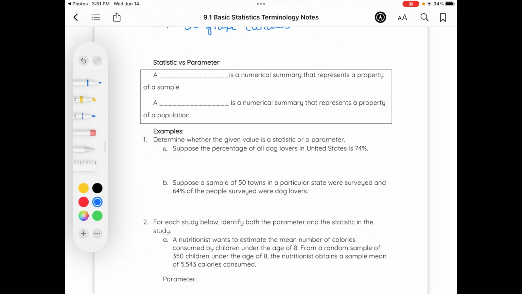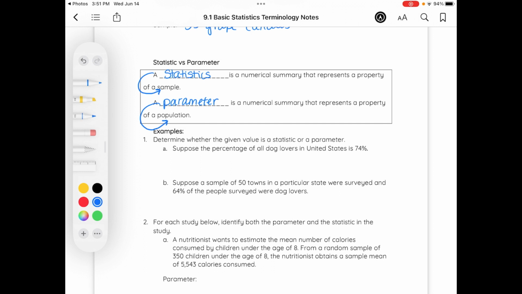That leads us to talk about statistic versus parameter. A statistic is a numerical summary that represents a property of the sample. So a statistic is related to the sample, and a parameter is a numerical summary that represents a property of the population. So parameter goes with population, and a statistic is associated with a sample.